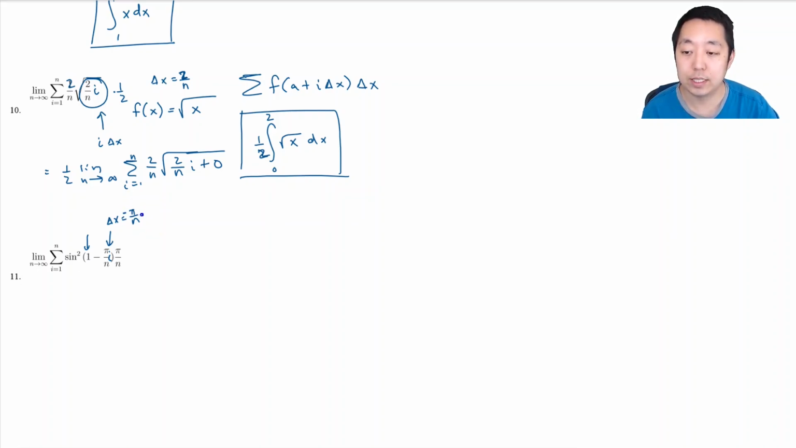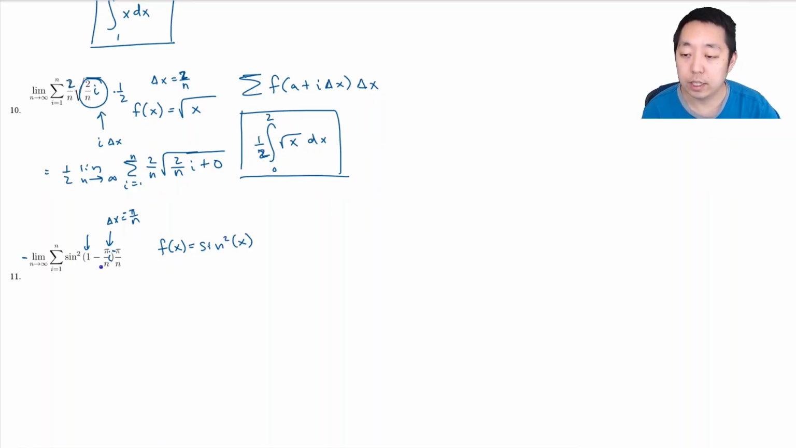So my delta x is negative pi over n. That would make it go correctly. Negative pi over n. But this is not equal to delta x. I need to put a minus sign here to make this match. And thus I need another minus sign out here to counteract this minus sign. So then my f of x can now match. It's just simply equal to sine squared of x.